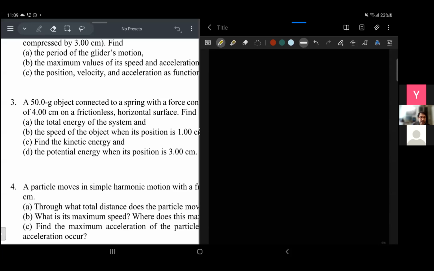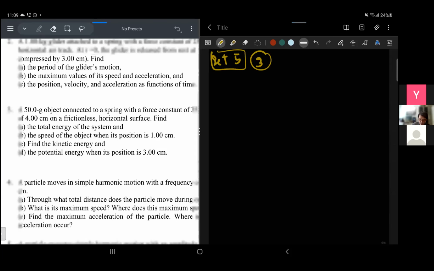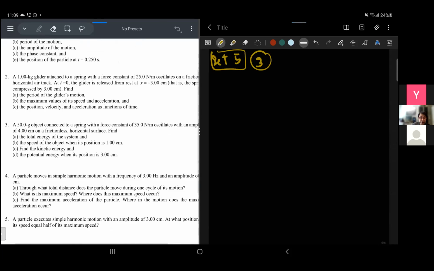Okay, so set 5, problem 3. You have a 50-gram object connected to a spring with a given force constant, and it's oscillating with a given amplitude. Assume no friction, and it's on a horizontal surface. What is the total energy of the system? And then you have to figure out the speed, the kinetic energy, and the potential energy when it's at some particular position.